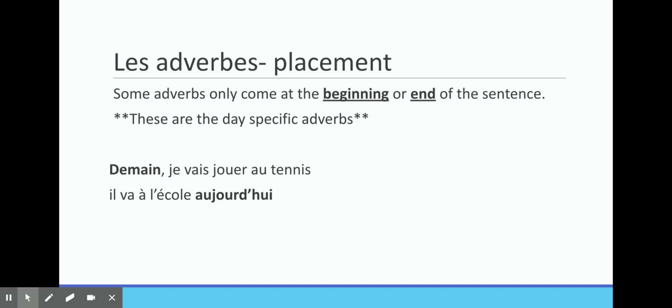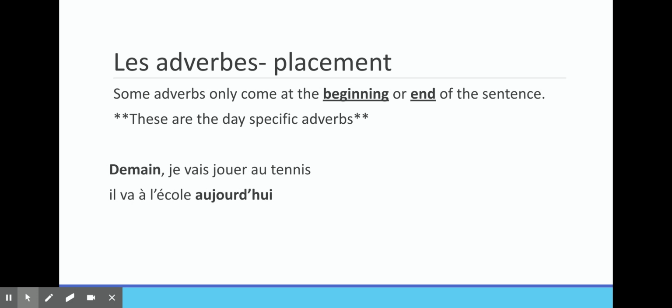And just like I said earlier, there are some irregulars. So some adverbs are only going to come at the beginning or the end of a sentence. On this slide, I want to talk specifically about day-specific adverbs. So an exemple is demain, which means tomorrow, and aujourd'hui, which means today. So we have demain, je vais jouer au tennis. Tomorrow, I'm going to play tennis. And il va à l'école aujourd'hui.